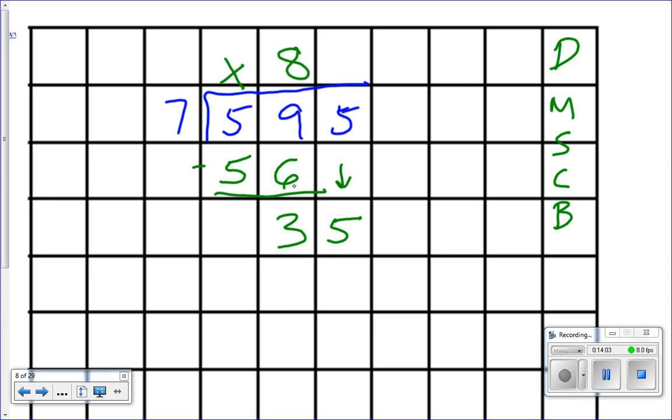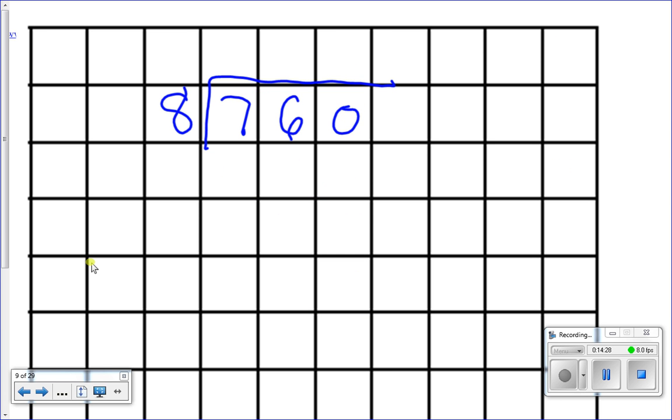How many times can 7 go into 35? Let's count by 7s in our head or out loud. 7, 14, 21, 28, 35. So that's a 5. 5 times 7, 35. Then we'll subtract. So we have a remainder of 0.